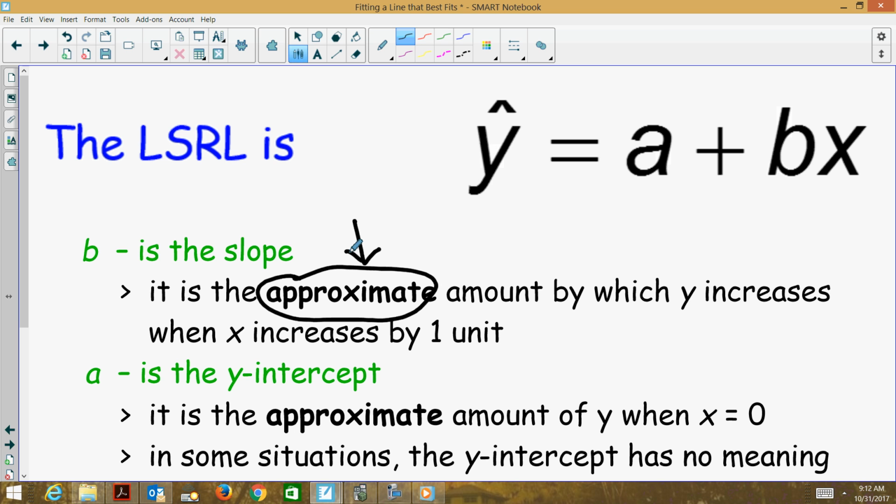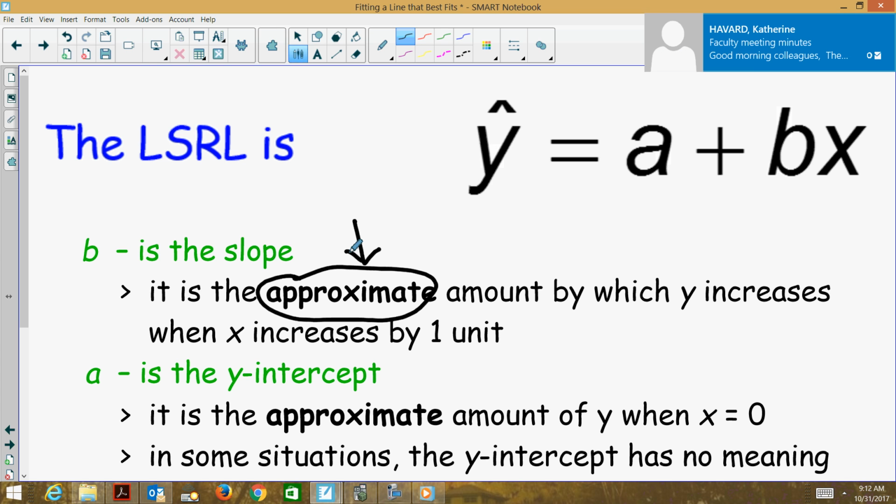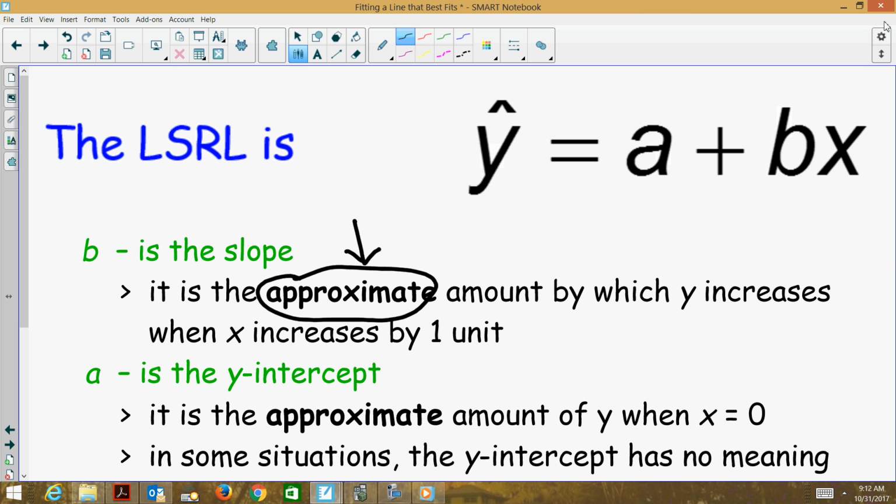Our y-intercept is the approximate amount of y when x is equal to 0. In some situations, the y-intercept has no meaning. Still, it is important to interpret what the y-intercept is.